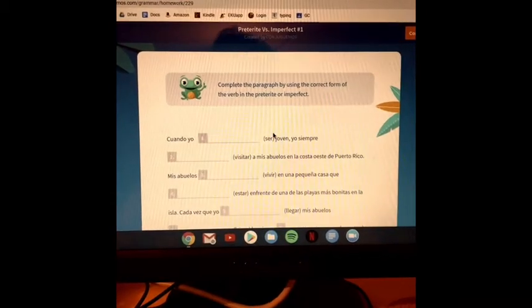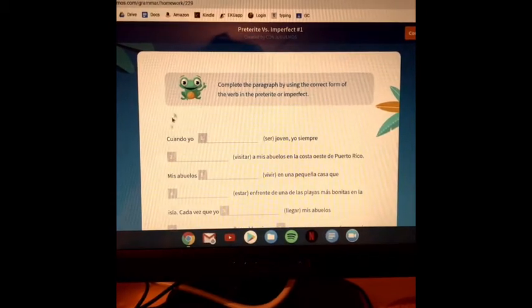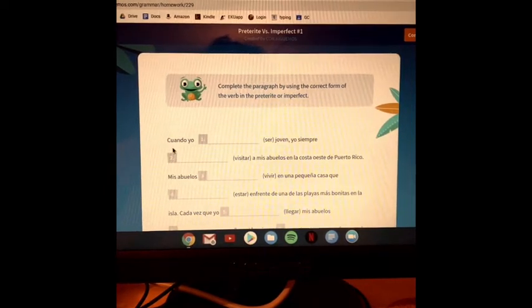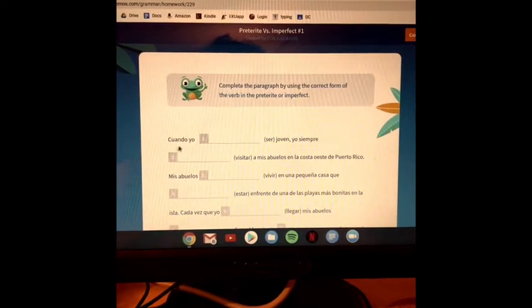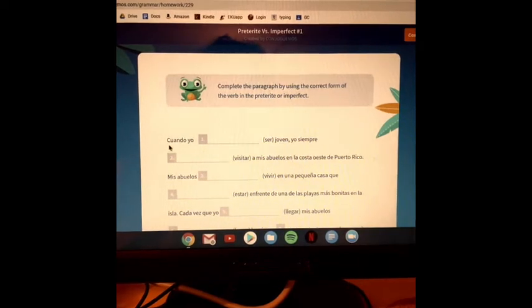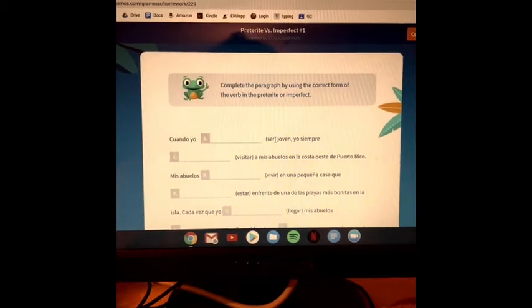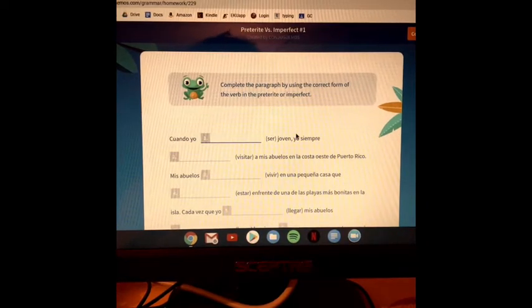So let's look at the first one together. The way you figure it out is by looking at the context around it. So, cuando yo ser joven. So when I, ser is to be, so when I was young, right? When I was young. So being young, in that past time, you were young for that whole time, right? So that was an ongoing state of being.